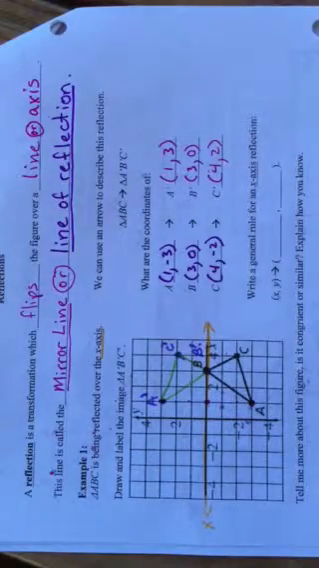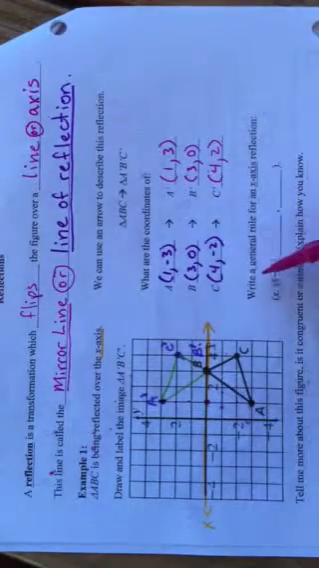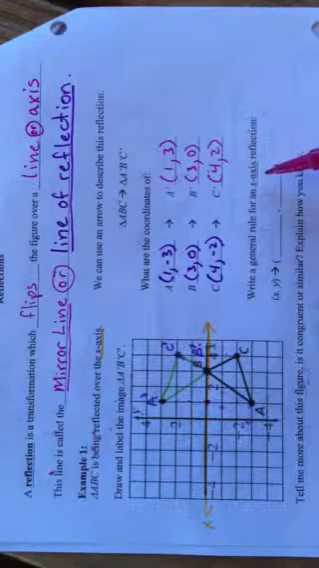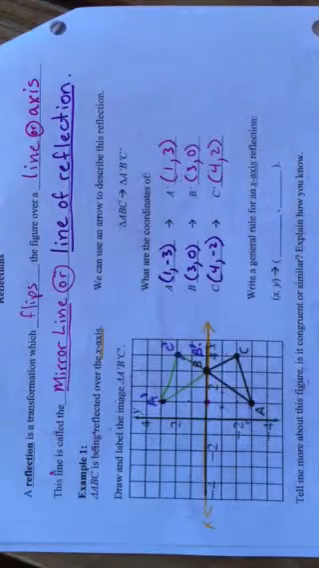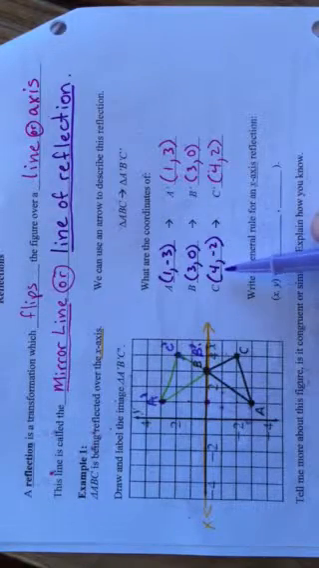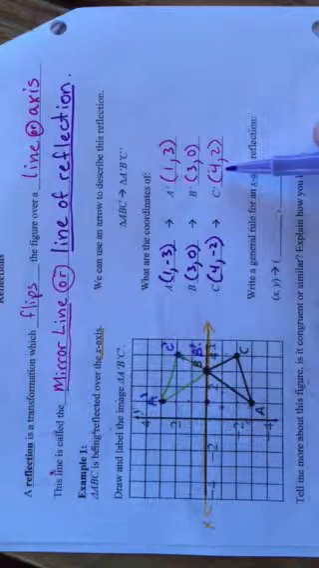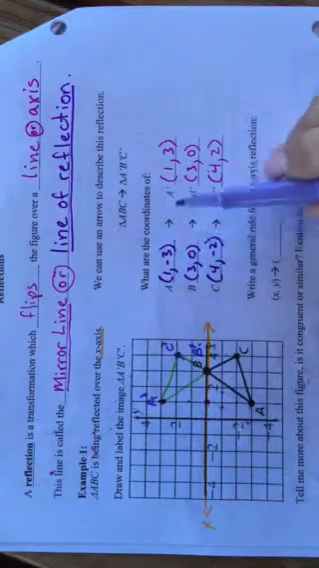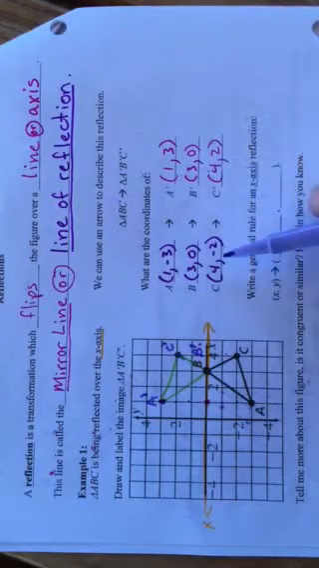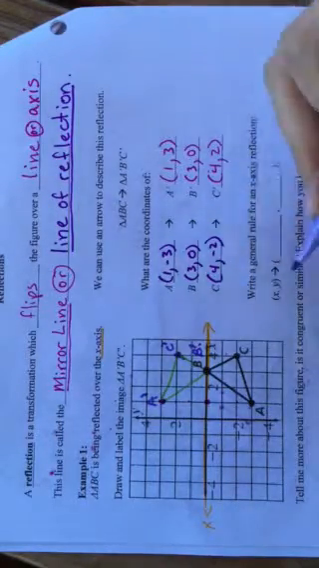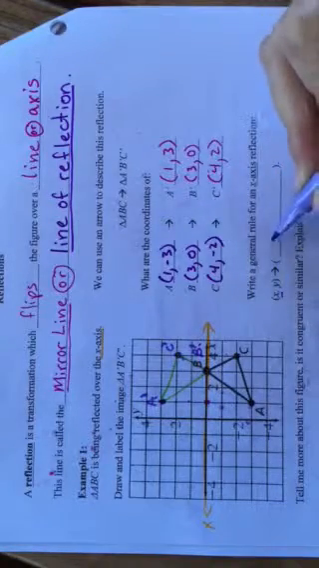Okay. Then I'm asked, write a general rule for an x-axis reflection. Well, let's talk about this. So all my x values, what's going on with those? Well, those are the same, right? 1 is 1 and 3 is 3 and 4 is 4, isn't it? So for every x, I'm going to have x.